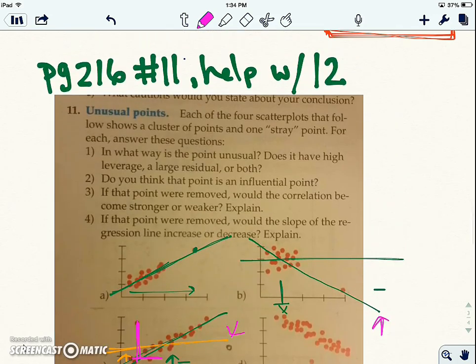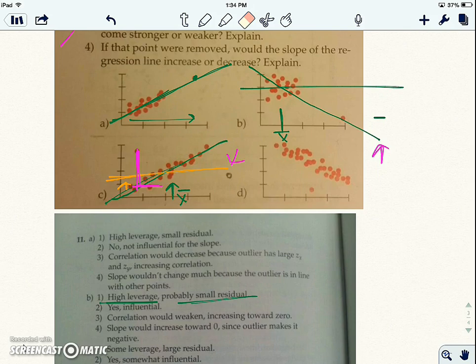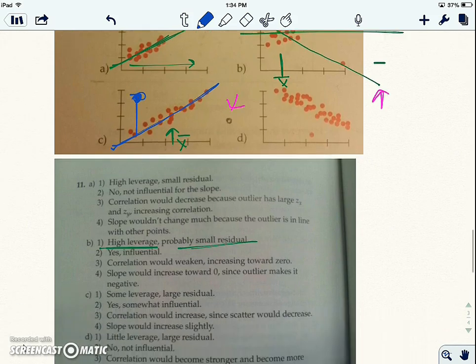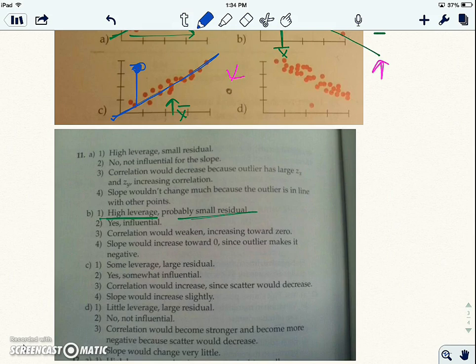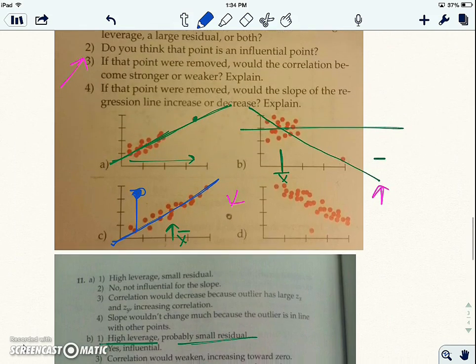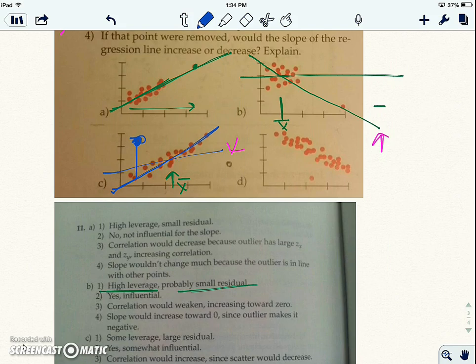So let's look at the question. What if the point were removed? If the point were removed, totally take this away, now look how little all of these residuals are. We don't have this big one to include in our R value, so our R value would go up closer to 1. And if we got rid of the point, the slope would increase slightly. So instead of being maybe like that, it would be more like this.